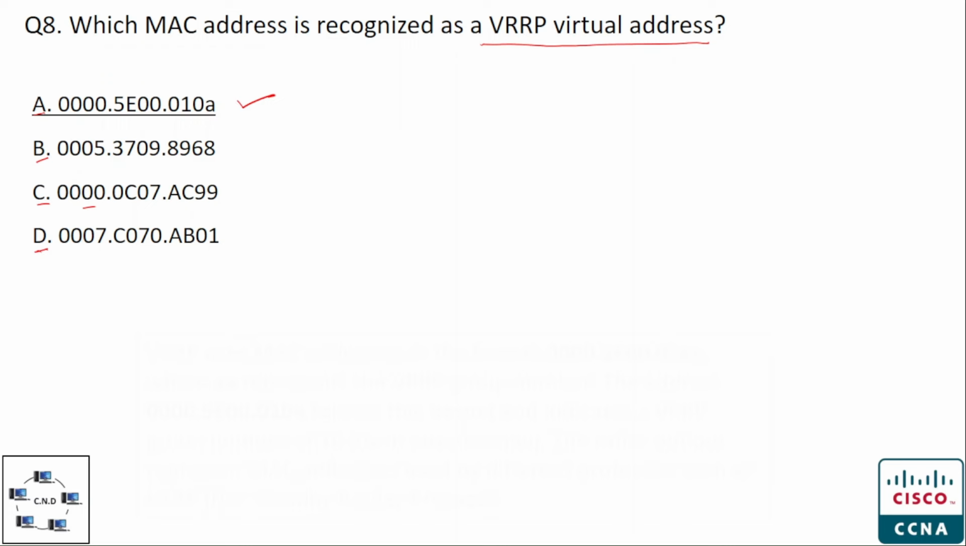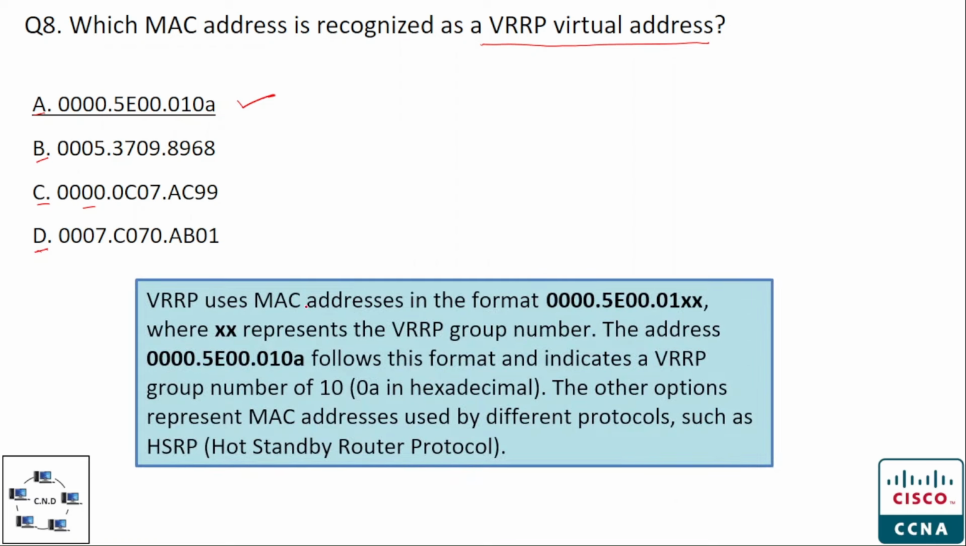0000.5E00.010A. And the explanation is that VRRP basically uses MAC addresses in the format 0000.5E00.01XX, where the XX represents the VRRP group number. The address shown here, .010A, follows this format and indicates a VRRP group number of 10. So 0A in hexadecimal stands for 10 in decimal. The other options represent MAC addresses used by different protocols such as HSRP, that is Hot Standby Router Protocol.